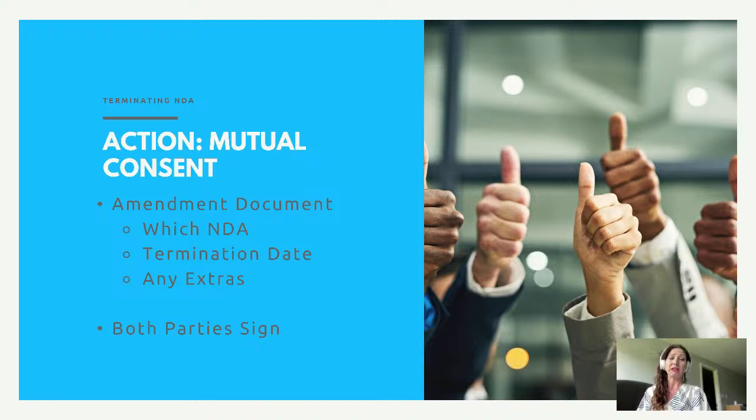Now, an amendment is a very simple document. It's a document that is used to change any contract. Any signed contract uses an amendment as its core document to make those changes. And I have a program called NDA Happily Ever After, but it's going to have an amendment in there with all the stuff preset for you. But if you don't have that or already have your own amendment document, you can totally use that as well. And it's that simple. Call out who the parties are, which NDA, the new date of termination. If you want extras, throw them in. If you don't, don't worry. And both parties sign, and voila, your NDA is now terminated by mutual consent.